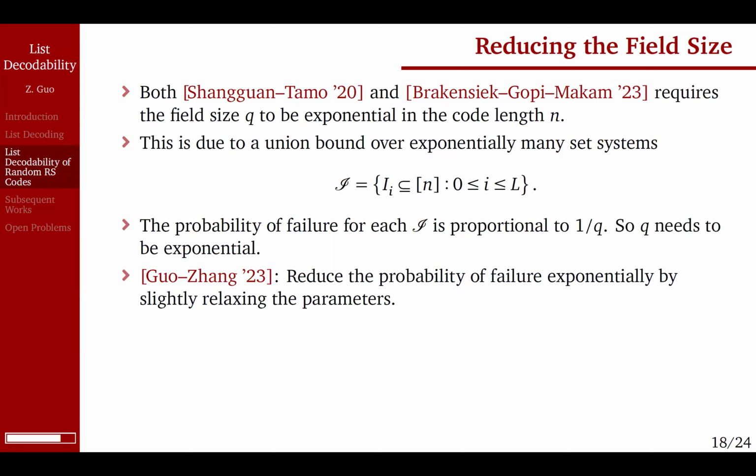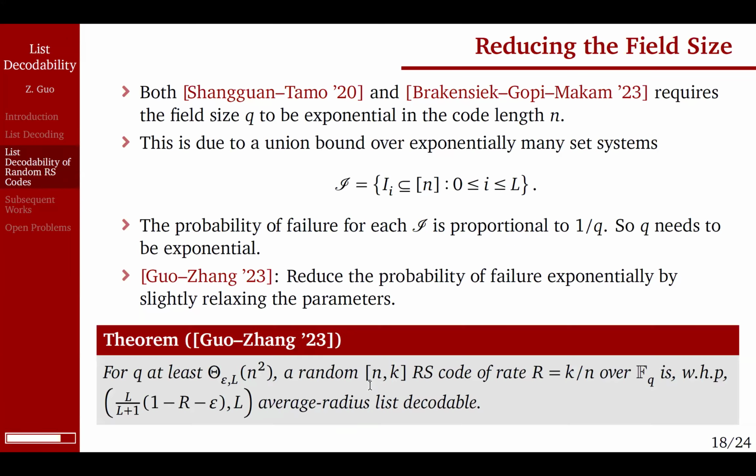But we came up with this very simple but also effective idea, which allows us to reduce the field size. We observe that we can actually reduce the probability of failure exponentially by just slightly relaxing the parameters. Suppose I don't want to exactly attain the generalized Singleton bound. I can reduce the rate by an additive small term, epsilon. Then we show that if you allow epsilon here, you can reduce the field size from exponential to something much smaller. The idea is pretty simple.